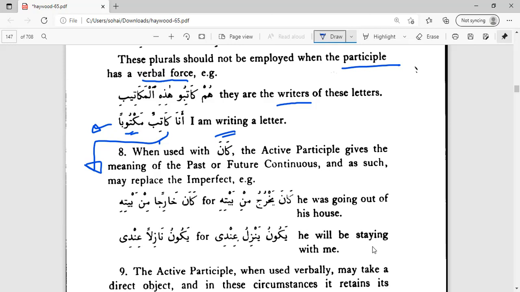Okay. When used with kana, the active participle gives the meaning of the past, so just the past, or future continuous. We've done future continuous before. For example, it was stuff like, and as such may replace the imperative. Sa'aktub or sofa. Okay, past or future continuous. He was going out of his house.